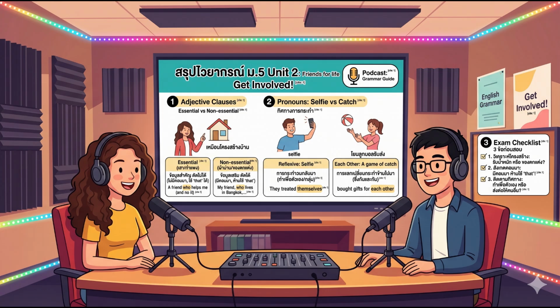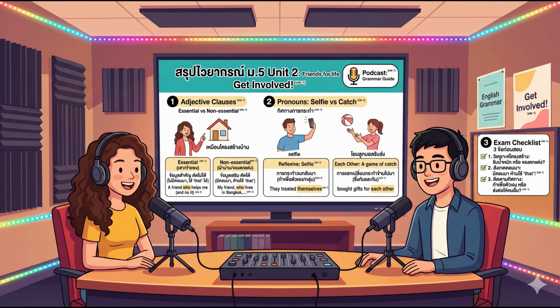Here is your ultimate exam checklist. Number 1, look at the walls of the sentence. Is the description an essential load-bearing wall or just decorative window drapes? 2, watch the commas. Remember the lock. If there is a comma, the pause breaks the lock and the word that is forbidden. And 3, track the action. Are they taking a selfie, themselves, or are they passing equity back and forth in a game of catch, each other? Keeping those structural mechanisms in mind is going to help you navigate the exam perfectly.